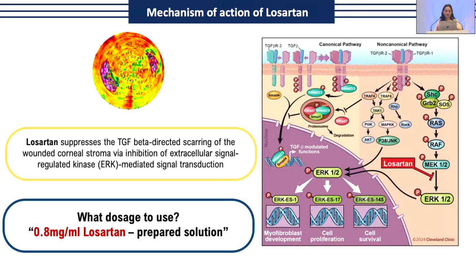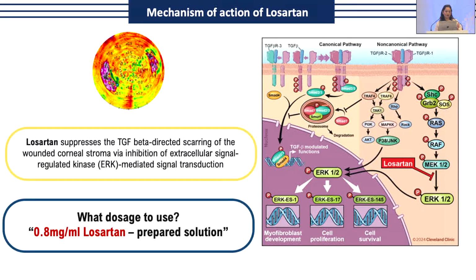Now, we have to look at medications. None of this worked on a patient. But for the past few months or years, we've been hearing about losartan. Now, what does losartan do? It suppresses the TGF-beta activity, scarring of the wounded corneal stroma, with inhibition of extracellular signaling regulated kinase-mediated signal transduction.